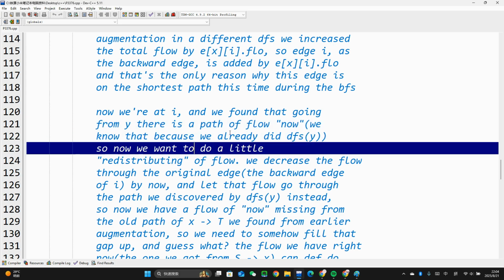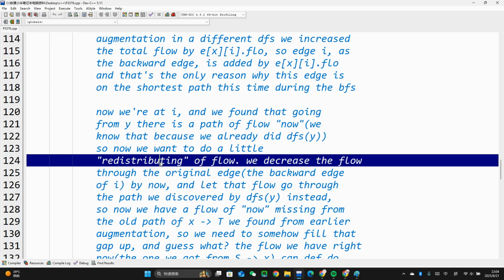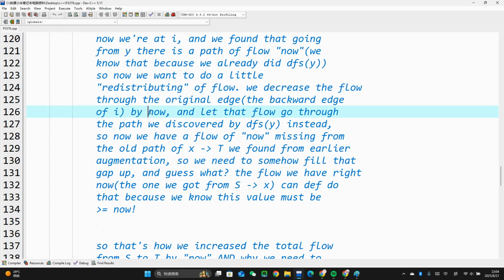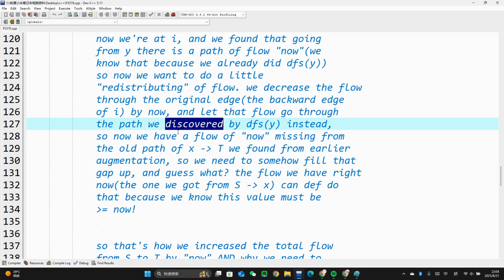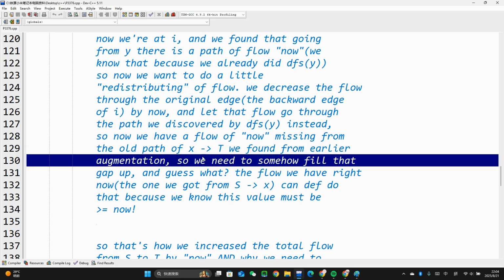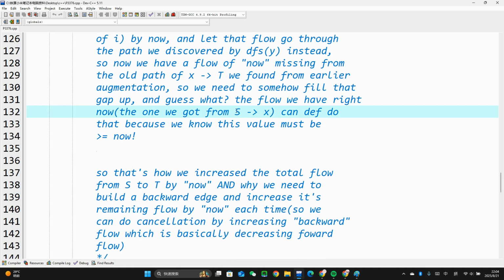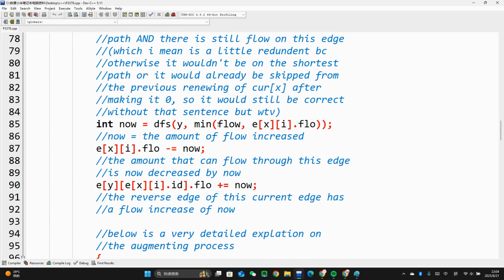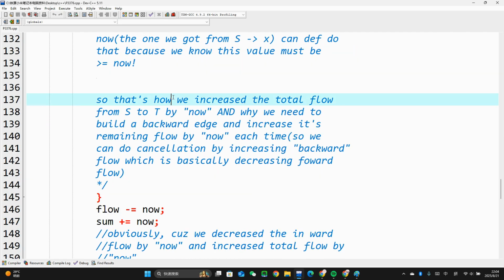And so now we want to do a little redistributing of flow. We decrease the flow on the original edge, the backward edge of I, by now, which is a variable, and let the flow go through the path that we discovered by DFS Y instead. So now we have a flow of now missing from the old path from X to T, and we found an early augmentation. So we need to somehow fill that gap up, and guess what? The flow we have right now, the one that we got from S to X, can definitely do that because we know this value must be greater than or equal to now, right? Obviously. Okay, so that is how we increase the total flow from S to T by now.